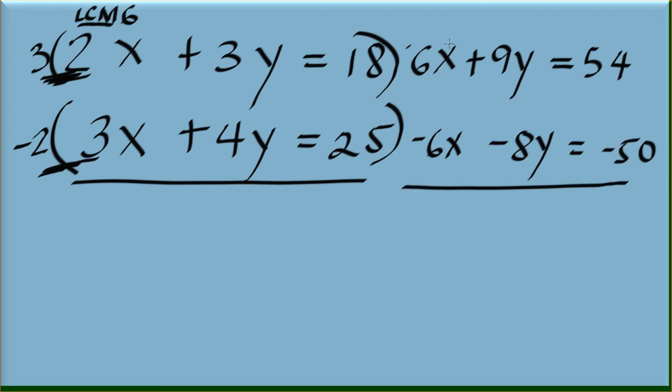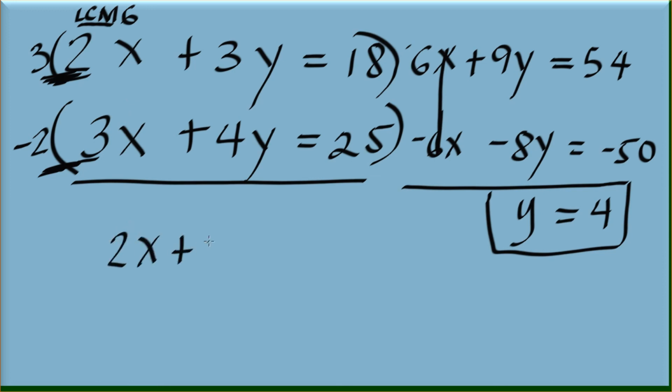Okay, now, as you can see, the x terms are canceled out. 9y minus 8y is 1y, or simply y. And then 54 minus 50 is a 4. Since we have this integer as our y value, it's easy to plug that number into one of these two original equations. So pick the one that you think is simpler. I think the first one is simpler, so I'm going to use that to plug in my y.